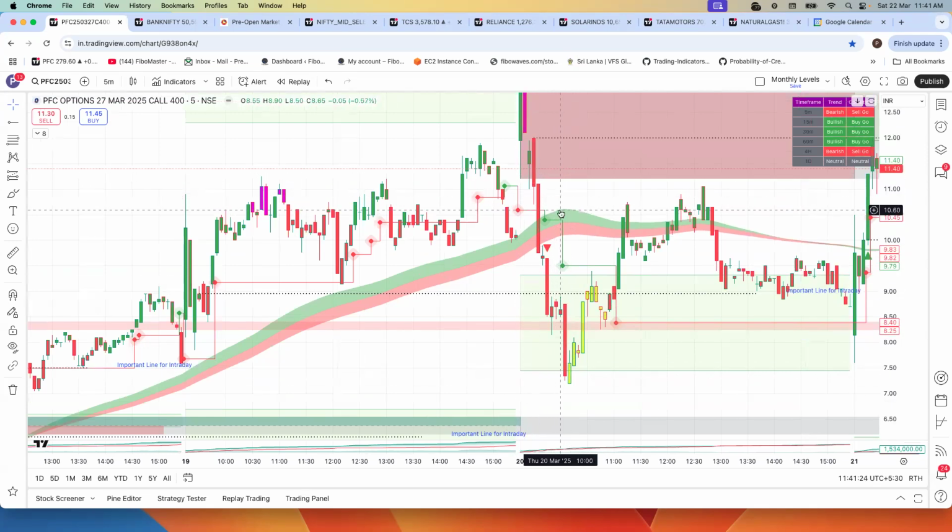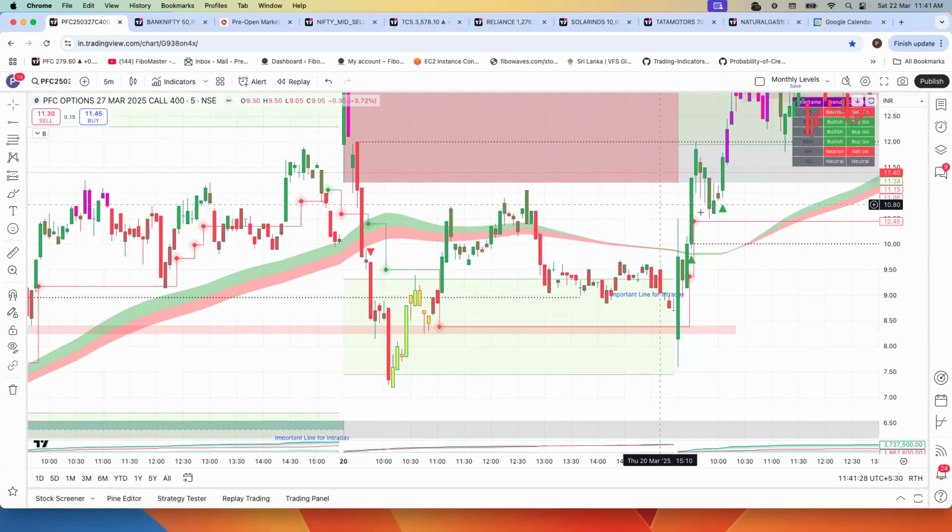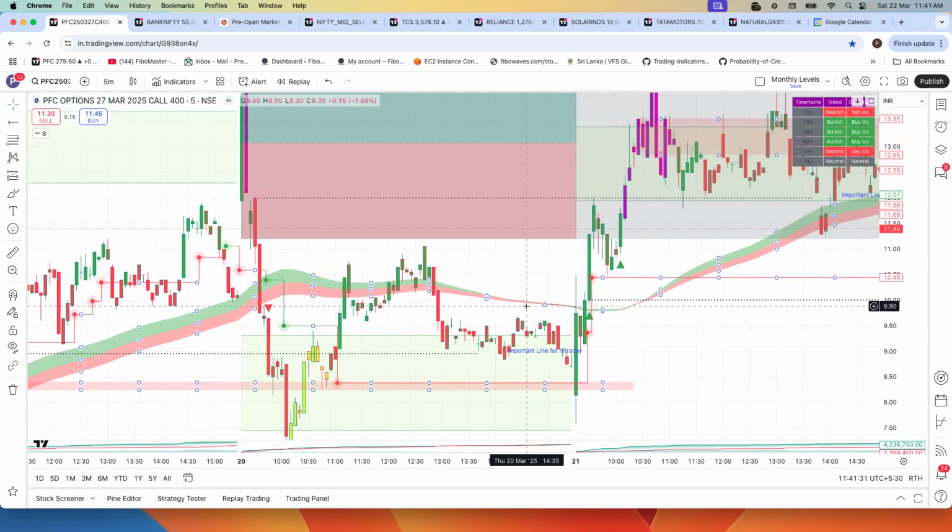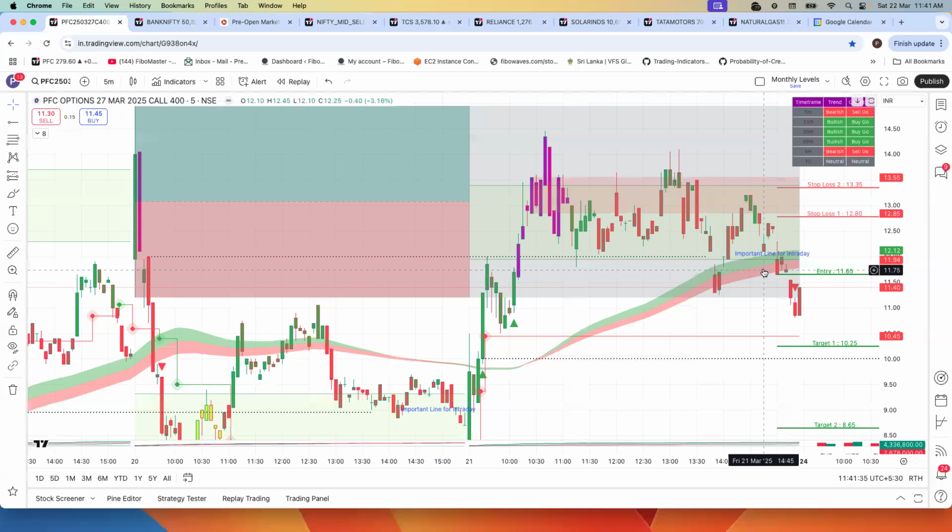Because the cloud is on the top, it will come back again to the same price. It came back again, and the market did not change to red. It's still on the positive side only. If it goes up, it'll definitely go up because the green is on the top.